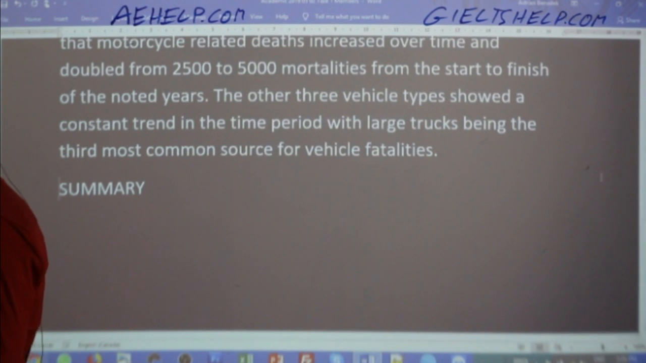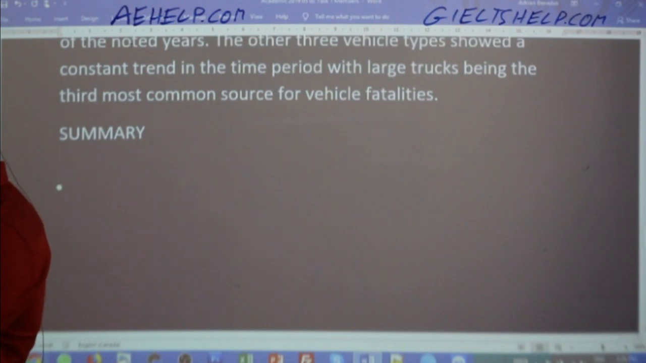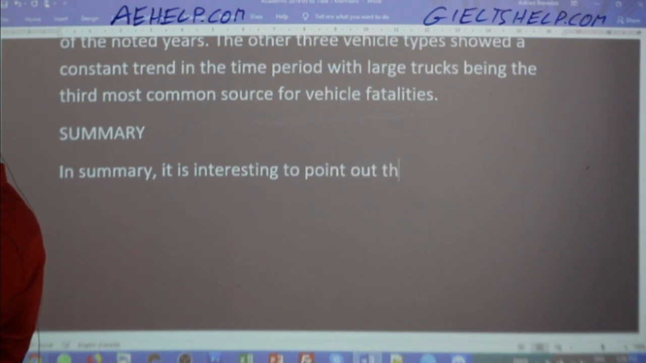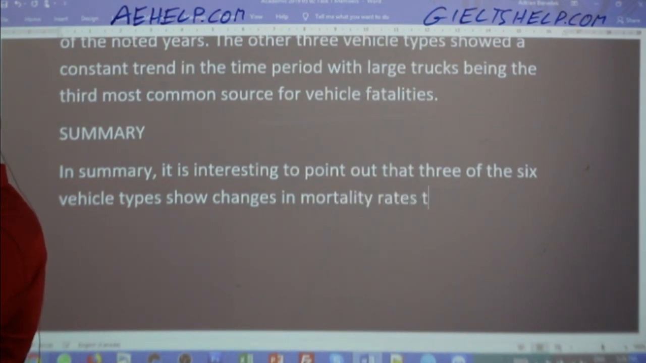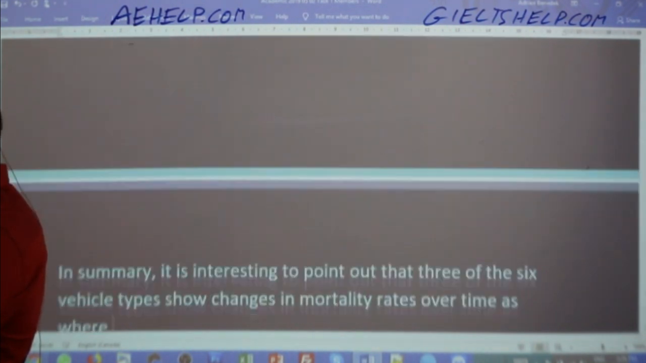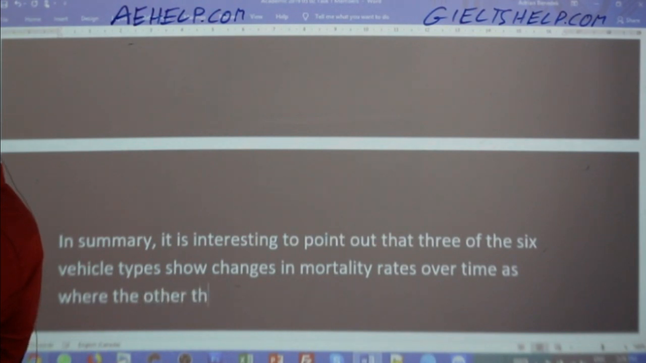And you can do this. I will read your comments, Rahul. I did notice those coming up, so just give me a moment. I'm going to finish this thought. So in summary, it is interesting to point out that 3 of the 6 vehicle types show changes in mortality rates over time, whereas the other 3 do not.